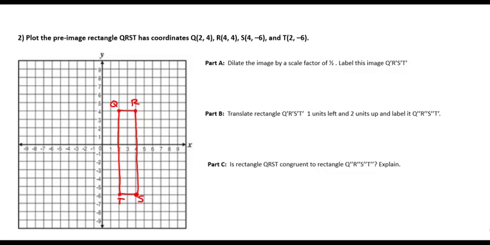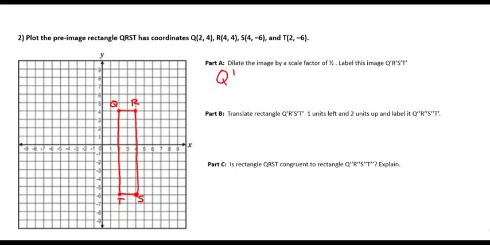So number 2 says first to plot the preimage rectangle QRST with the coordinates that follow, and I did that already. So then it says dilate the image by a scale factor of 1/2 and label this image Q prime R prime S prime T prime. So what I'm going to do right now is multiply all of my terms by 1/2.